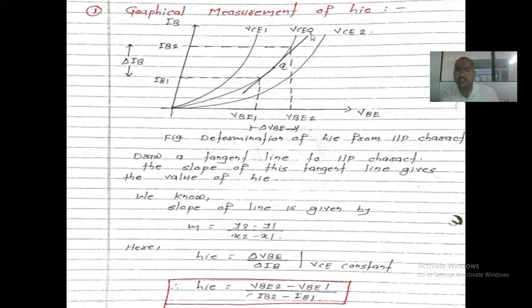Why do we take different VC values, VC1 and VC2? See, to calculate the hi value, we require minimum two values, right? That's why we take different values of VC for the changing values of VB and IB. During this, what do we have to do? We have to take the tangent line on the Q point. Q point indicates the minimum operating point.